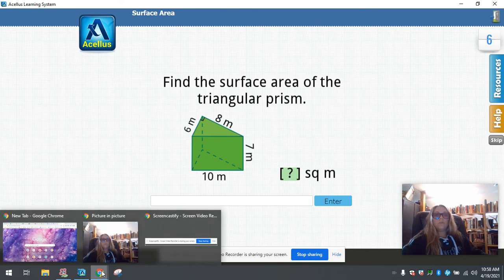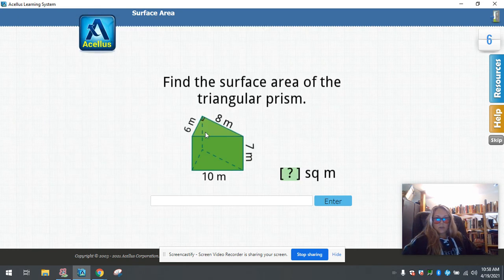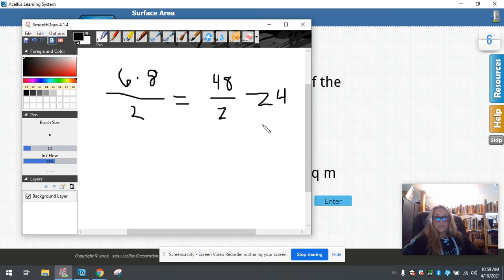Okay, you can use a calculator, or you can just do the mental math. 6 times 8 is 48, divided by 2. 48 divided by 2, or half of 48, is 24. So now I know the area of the triangle on the top, and the triangle on the bottom is going to be 24. So I'm going to list 2 24s here just to remind myself when I go to add all the areas up of each side.